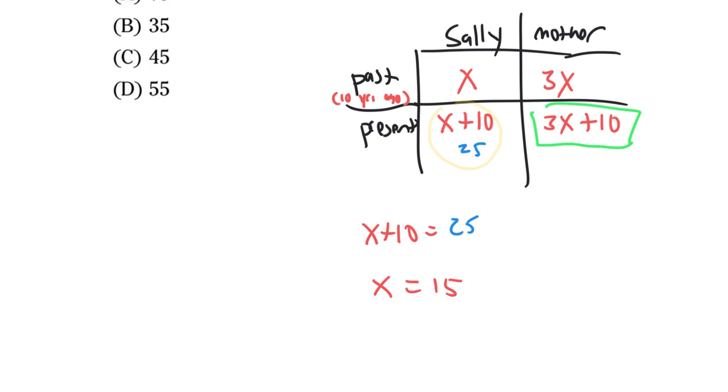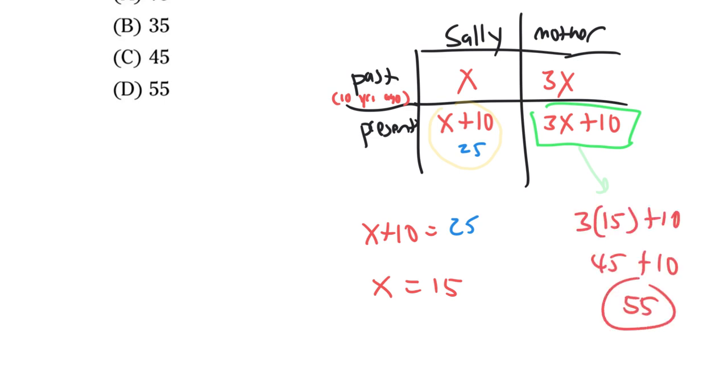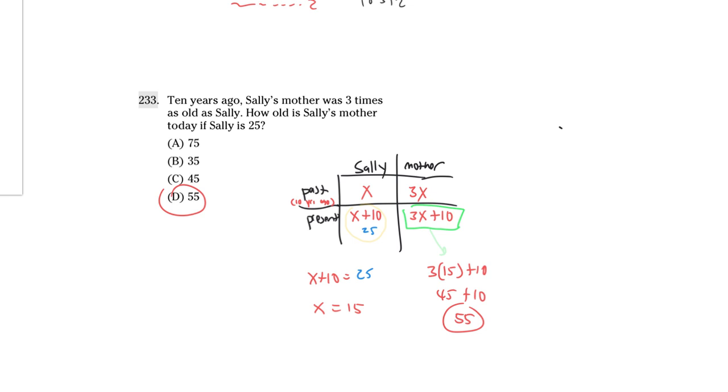If that is the case, then of course we could go work with this. And it is indeed 3 times not just x, but 15 plus 10. And then we would have 45 plus 10, also known as 55. So that's the answer there. Tricky one, I would say. It might require sort of getting a little bit of practice with these age problems.